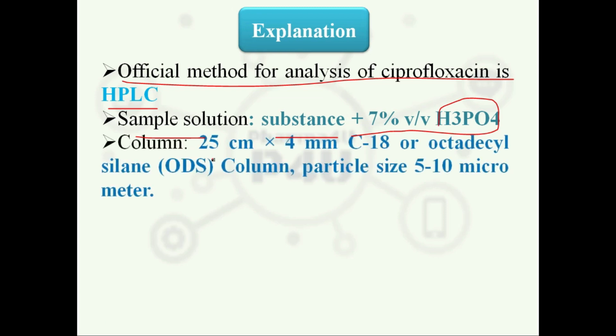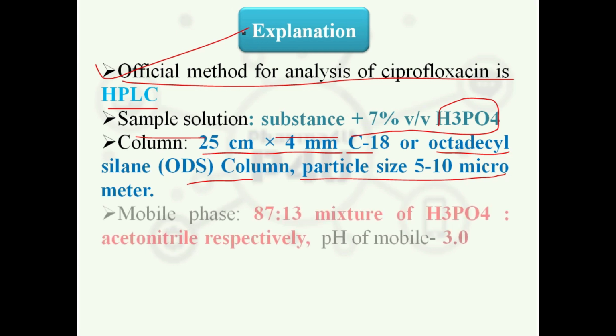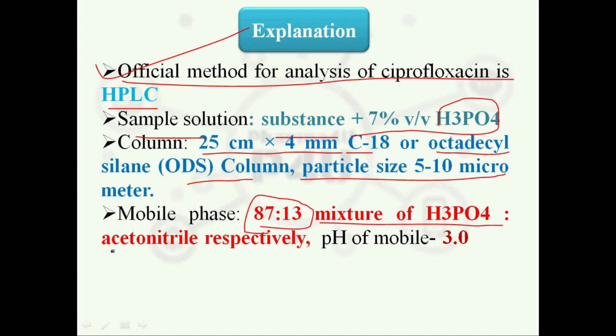And what is the size of the column? The column is 25 by 4 mm, C18 octadecylsilane column, and the particle size is 5 to 10 micrometer. So it's all about the HPLC technique used for the analysis of ciprofloxacin. And the mobile phase is in the ratio of 87 to 13 mixture of H3PO4 and acetonitrile. And what is the pH? The pH of the mobile phase is 3. So this is all about the specification of this HPLC for the analysis of ciprofloxacin.